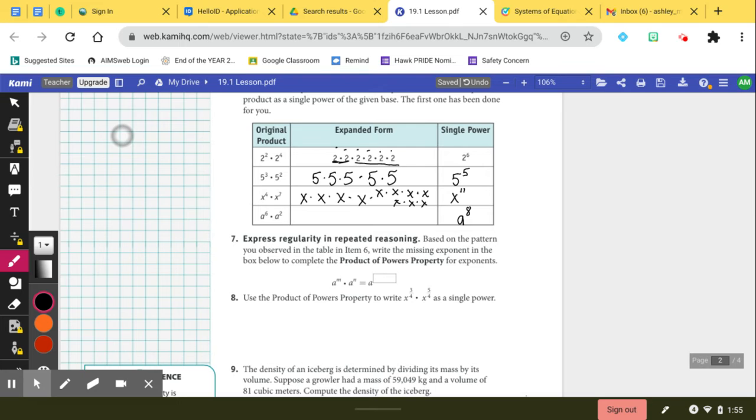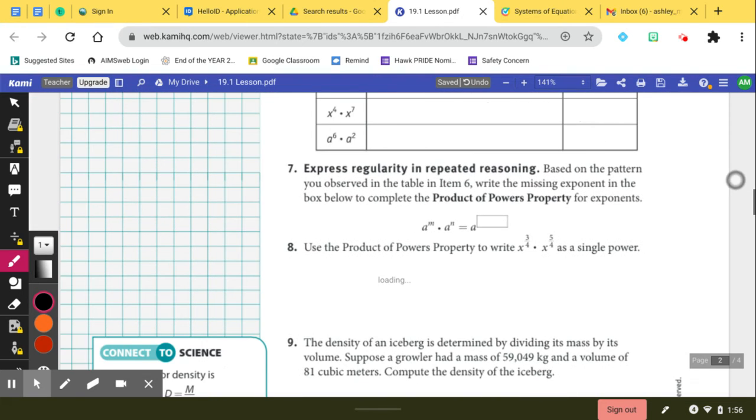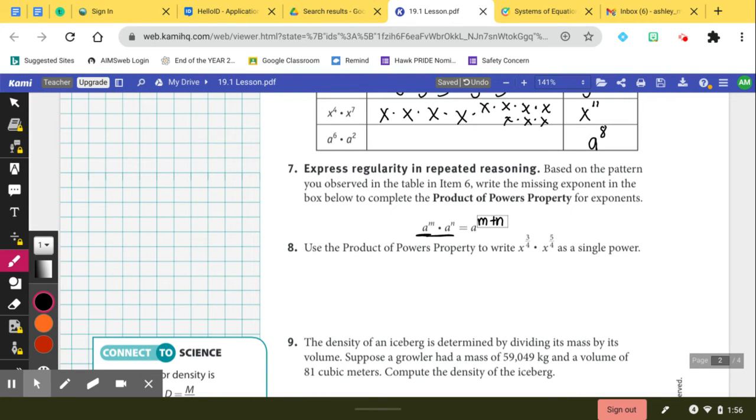So, expressing regularity in repeated reasoning, based on the pattern we observed in the table in item 6, write the missing exponents in the box below to complete the product of powers property for exponents. So if I have a to the m times a to the n, to figure out my simplified form, it would be a to the m plus n. We add those two exponents together. Now, it's important to know that that is only when they have the same base. Since they're both a as the base, this is why we can add their exponents together.